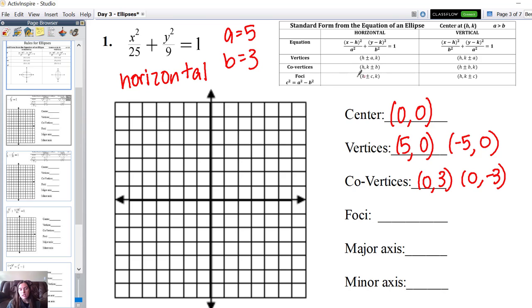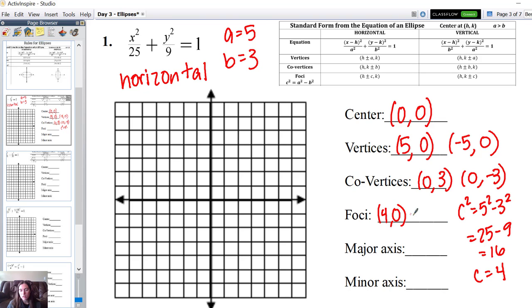Then we need to find the foci. That's where we use c squared equals a squared minus b squared. So let's see what that comes out to be. So now that we have c, c is 4, then we're going to take h plus c, comma k, and h minus c, comma k. So we have (4, 0) and (negative 4, 0).